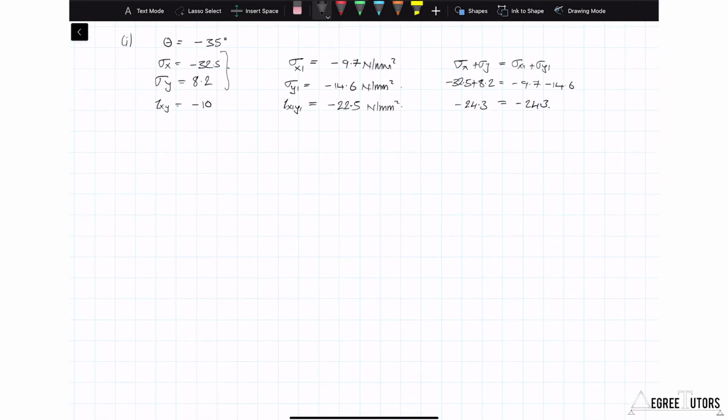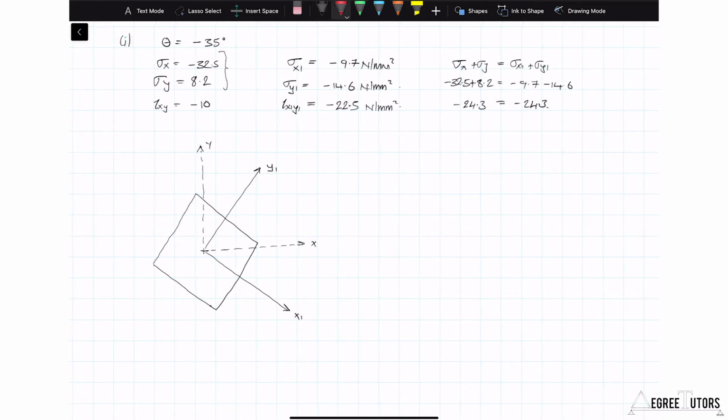Let's visualize. First of all, we have our element rotated a negative, or clockwise, 35 degrees. So let's sketch that out. It's going to be something like this. Okay, so that's my 35 degrees clockwise. And now we can just draw our stresses on.